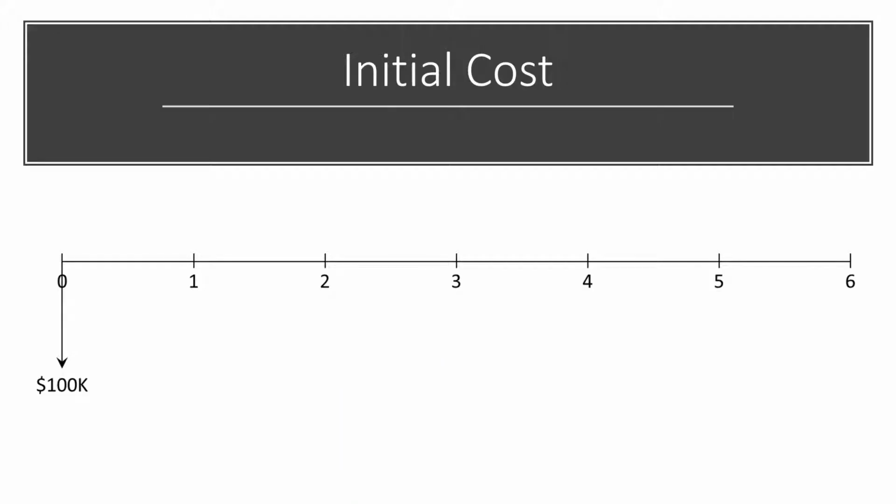All right, so in this case, we're going to look at initial costs. You can see we have the years across, going from 0 to 6. And costs are shown with a downward arrow. So with the value here, 100K, that would be the initial cost, would be represented in this cash flow diagram.